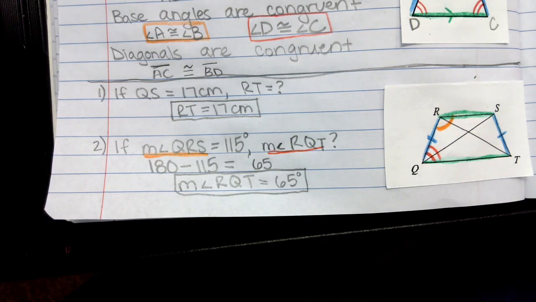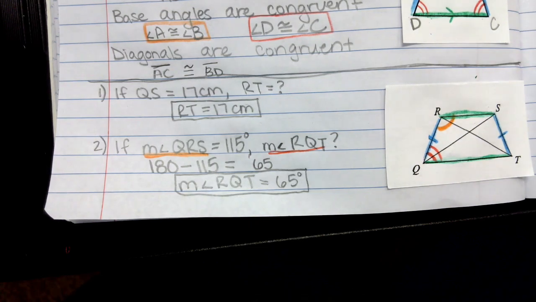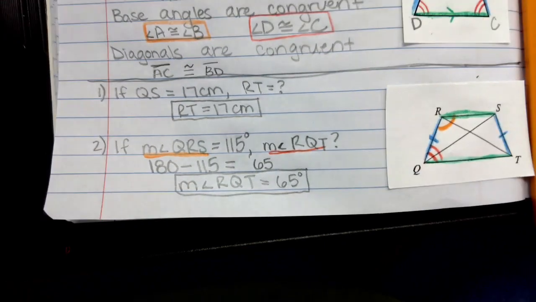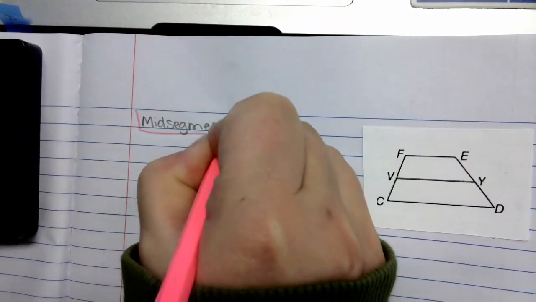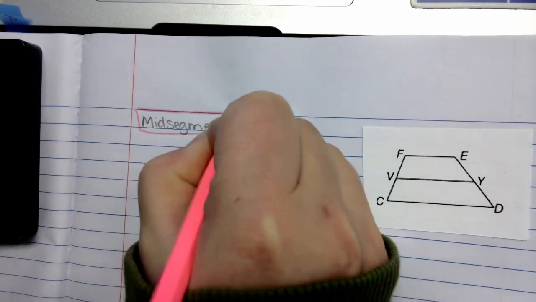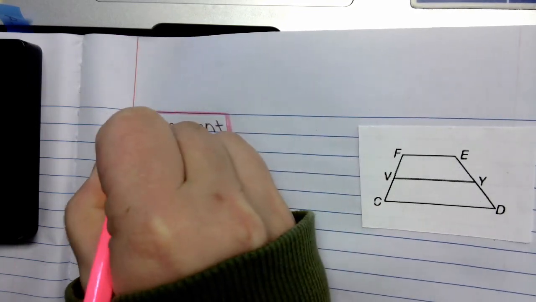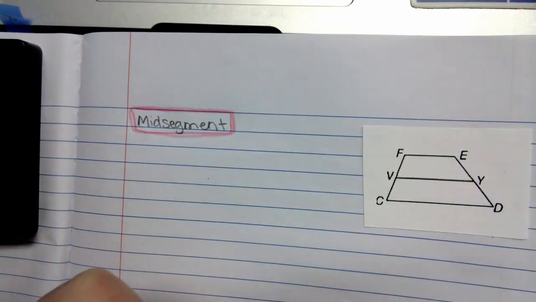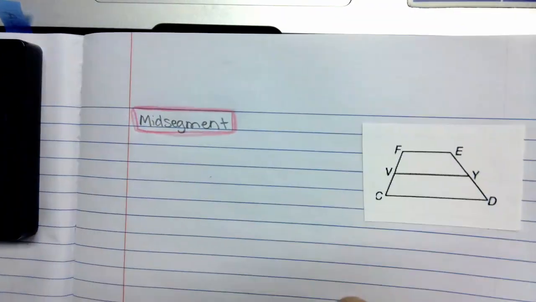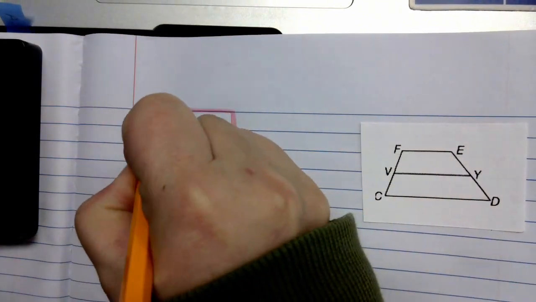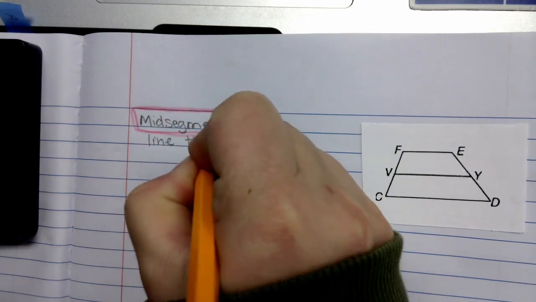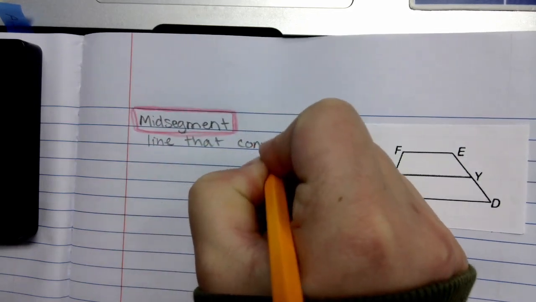Alright, so the line that connects the midpoints of each leg. So if VY is a mid-segment, that means we have two midpoints there. What's one of the midpoints? V, and the other midpoint would be Y. So if we have a midpoint, what do we know about the side then? They're the same. And then this side would also be the same, not necessarily the same as the other side, but as each other.